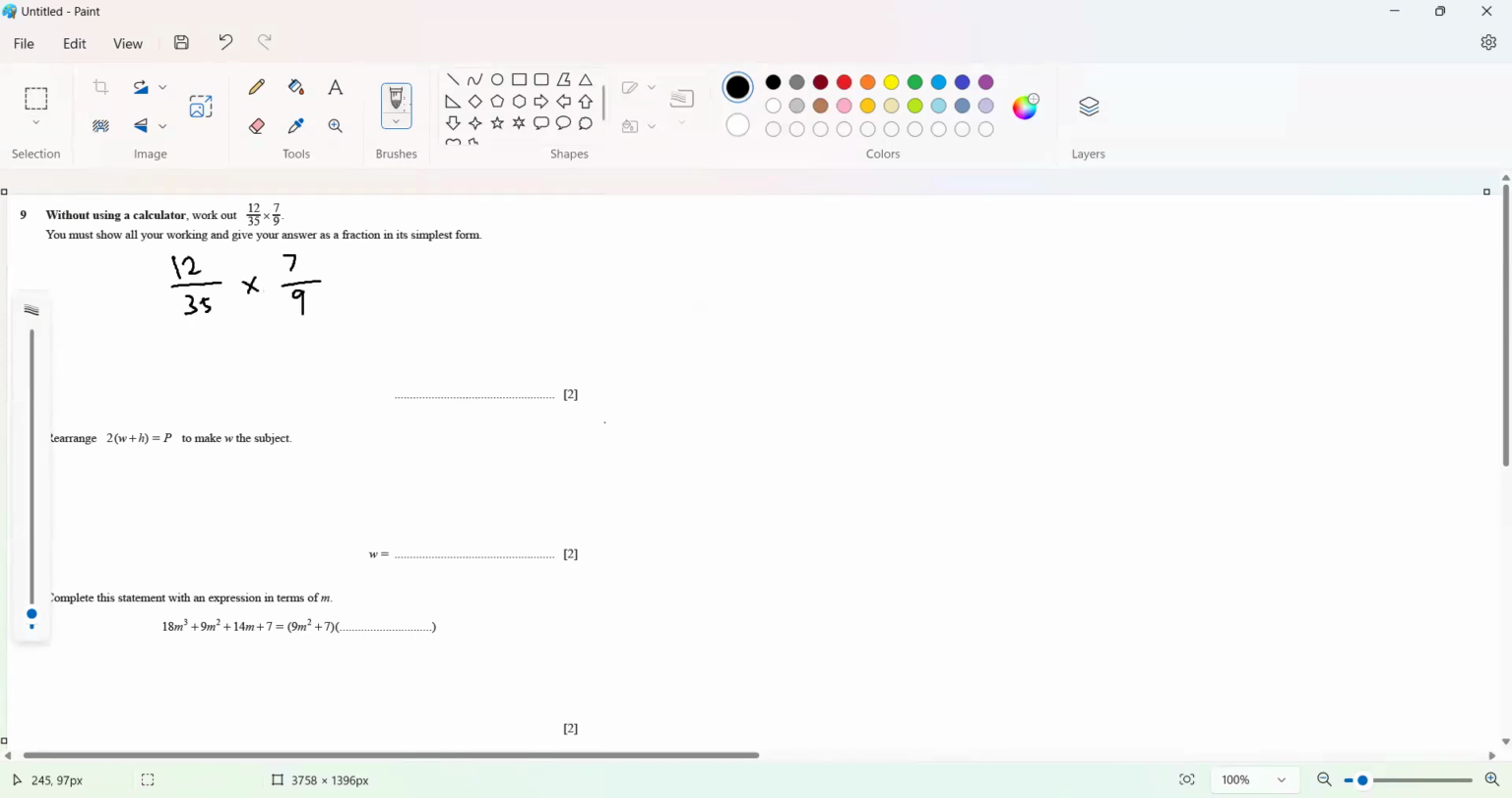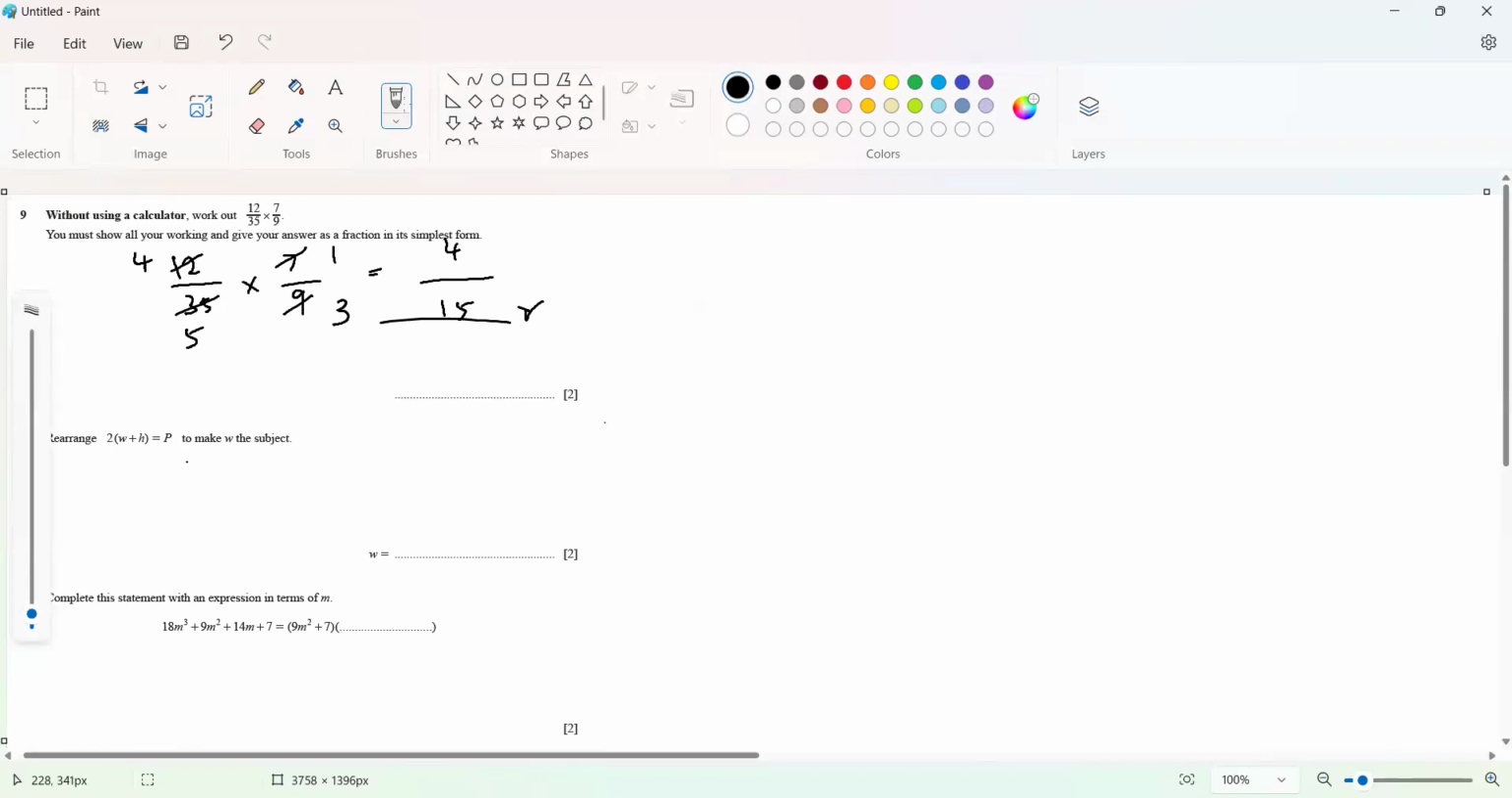If you don't want to multiply too big, you can always just divide slowly first. So 7 and 35 can divide. 7 divided by 7 is 1, 35 divided by 7 is 5. Then 3 divided by 9 is 3, 9 divided by 3 is 3, and 12 divided by 3 is 4. So from here, 4 times 1 is 4, 5 times 3 is 15, and that's our final answer.